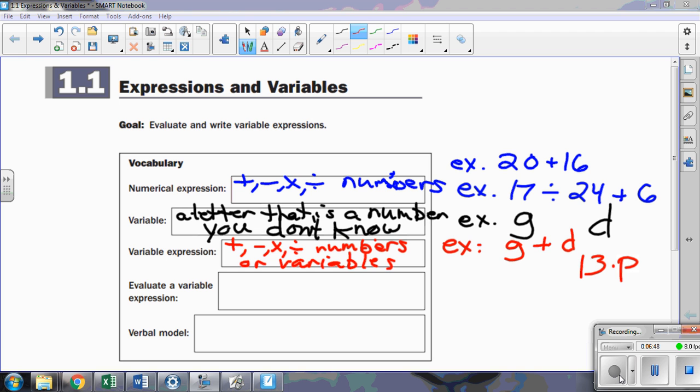One of the main skills we have for this topic, we want to be able to evaluate a variable expression. Evaluating is pretty simple.